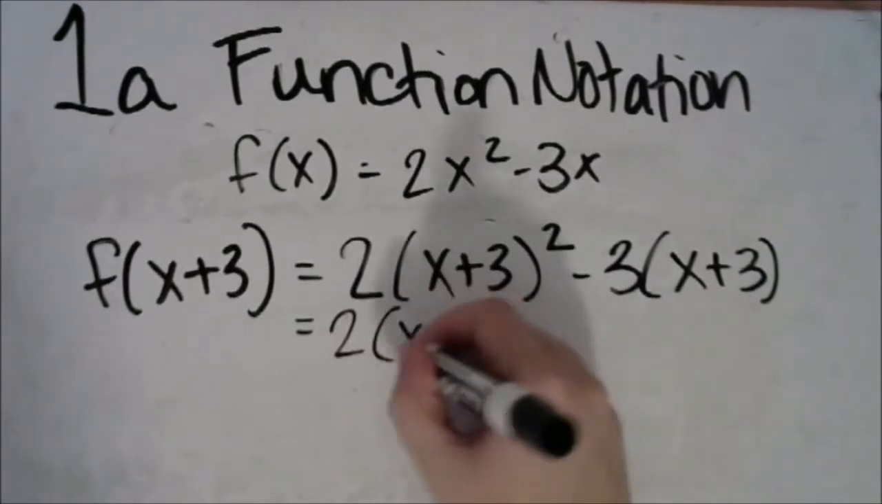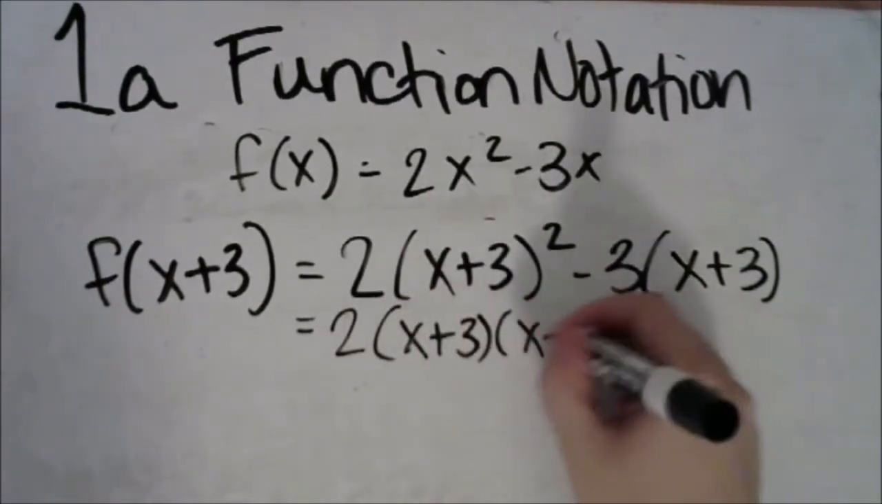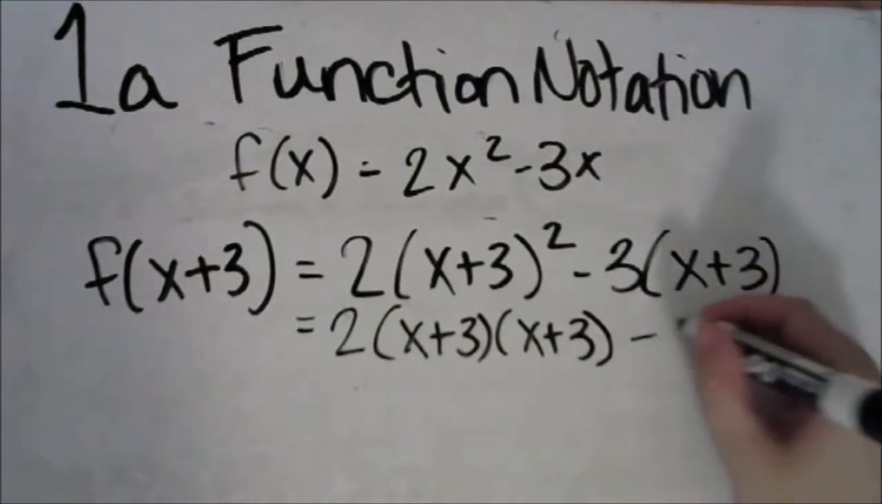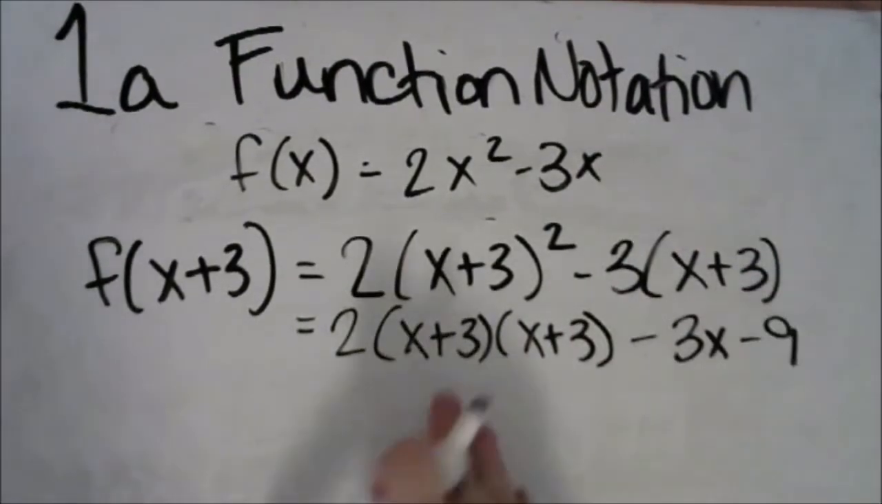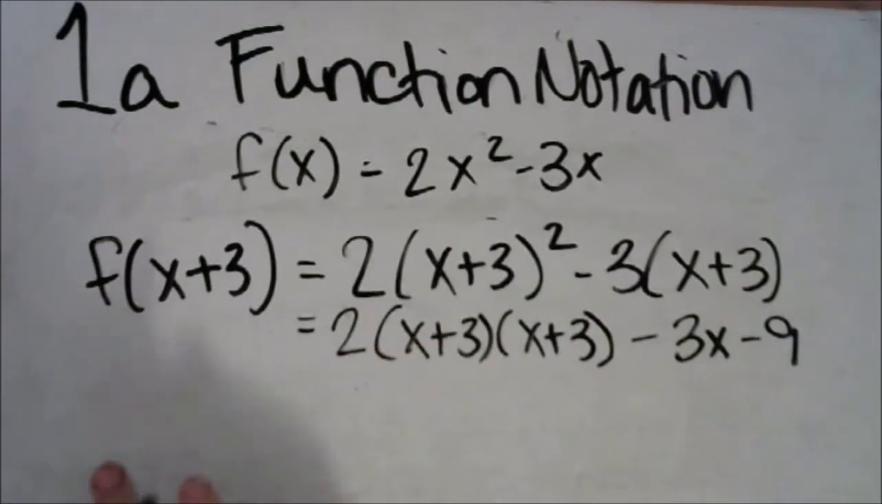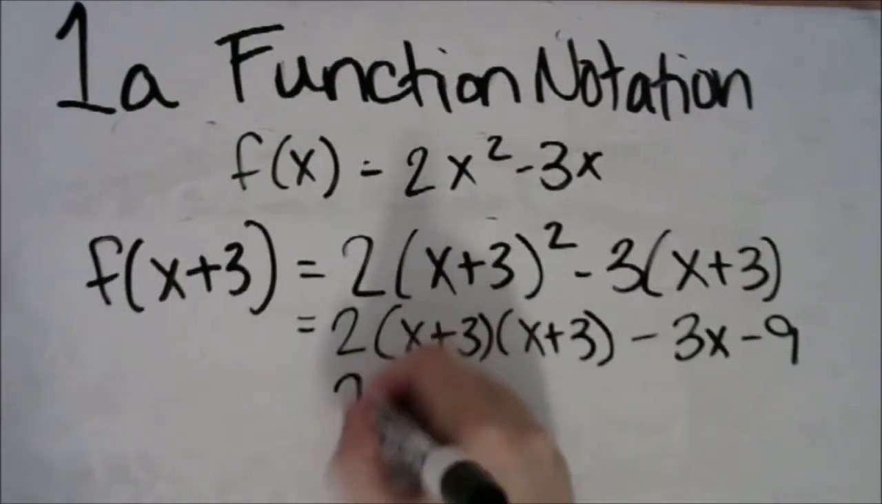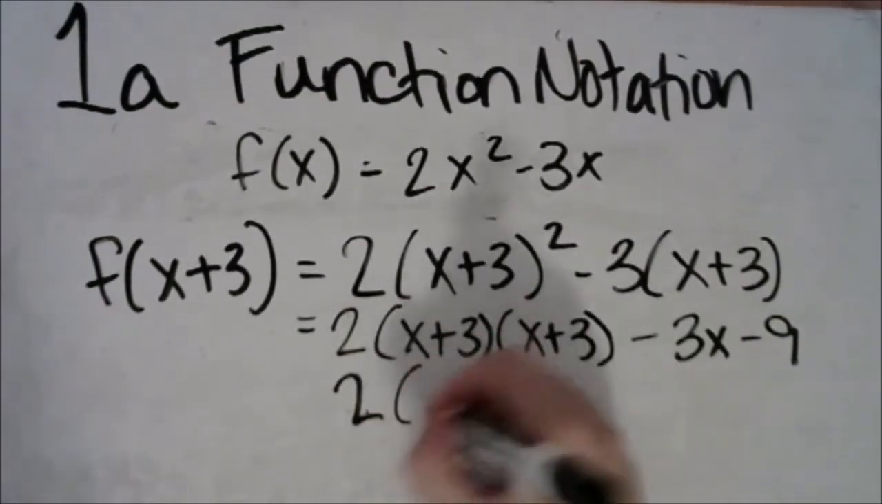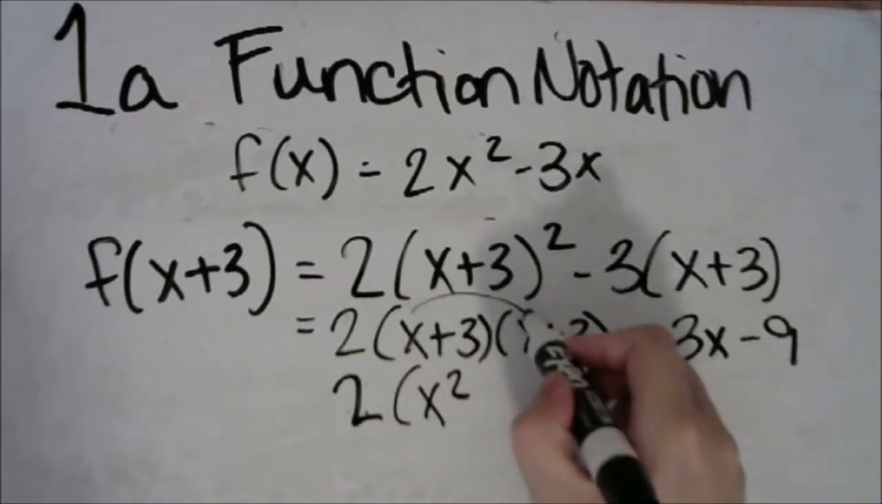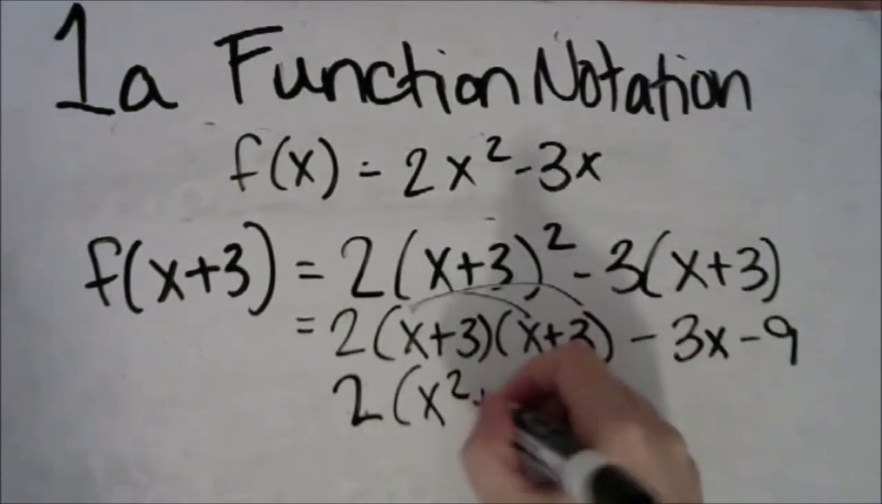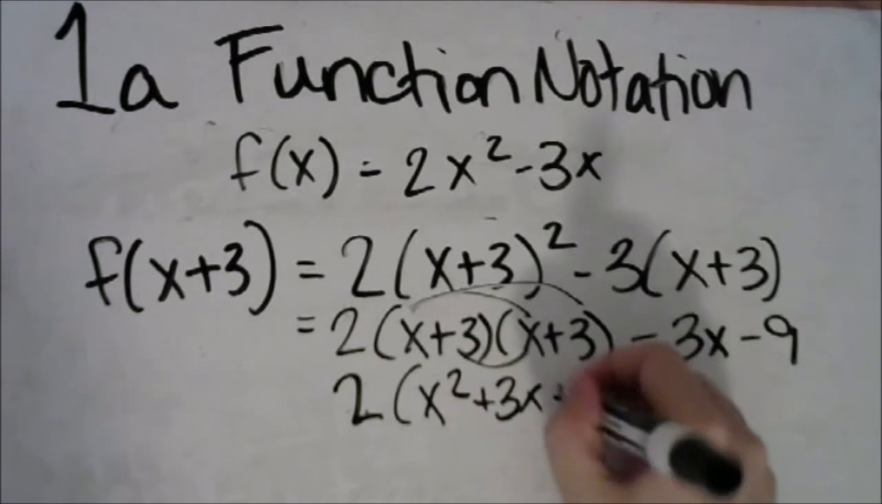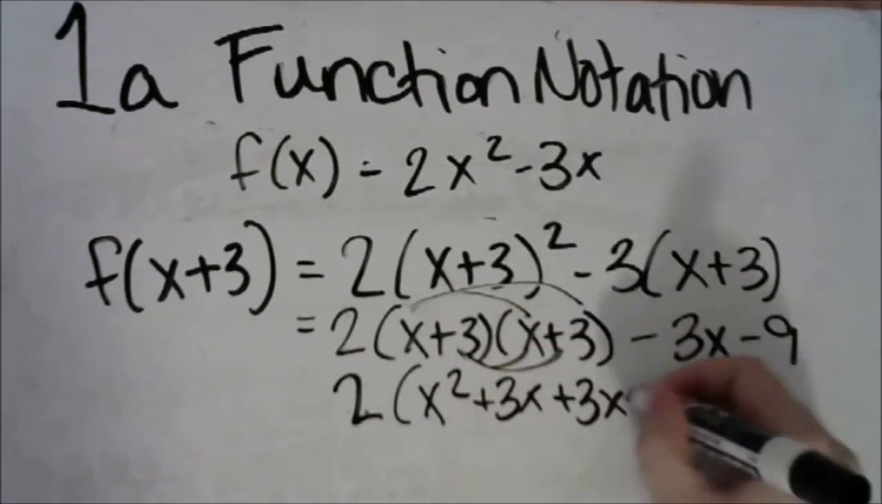A quantity squared is that quantity multiplied to itself. In this case, we're doing a binomial times a binomial. So that's going to require full distribution. X times x is x squared. X times 3. 3 times x, and 3 times 3.